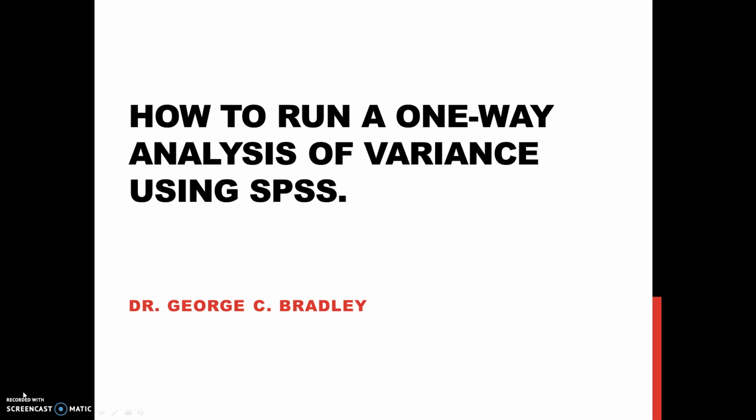For a one-way analysis of variance, each individual or case must have scores on two variables, a factor and a dependent variable. The factor divides individuals into two or more groups or levels, whereas the dependent variable must be at the level of interval or ratio.